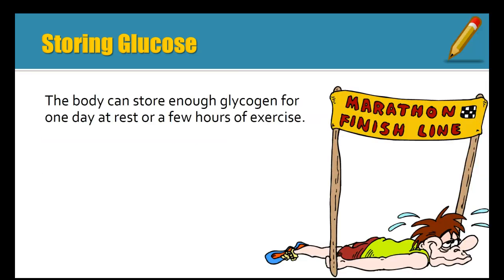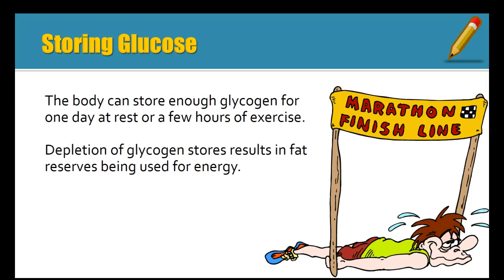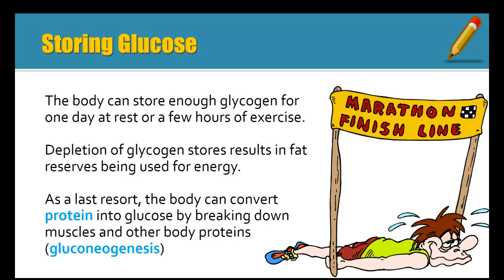Your body can store enough glycogen for at least one day at rest or a few hours of exercise without having to consume anything. However, if you have a depletion of glycogen stores, then fat reserves will be used for energy. As a last resort, the body will use protein and convert that into glucose by breaking down muscles and other body proteins, and that's called muscle wasting. A lot of well-trained athletes will store more glycogen in their muscles for extended periods of time, allowing exercise to occur.